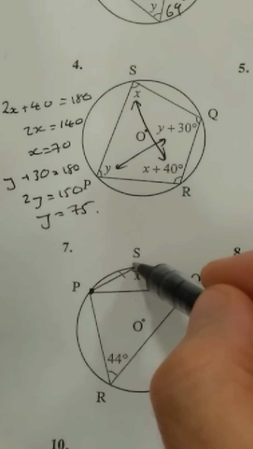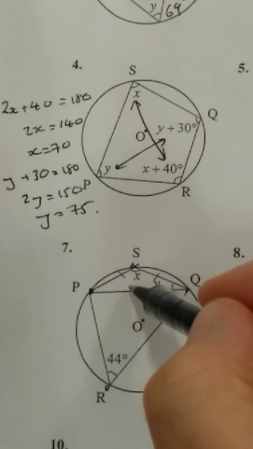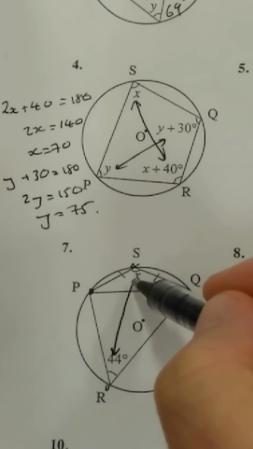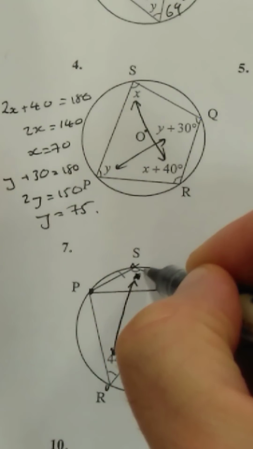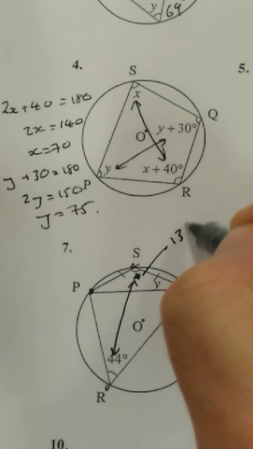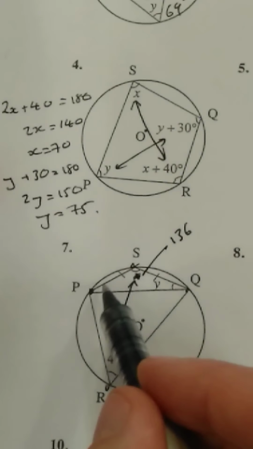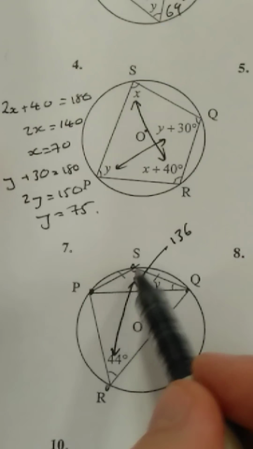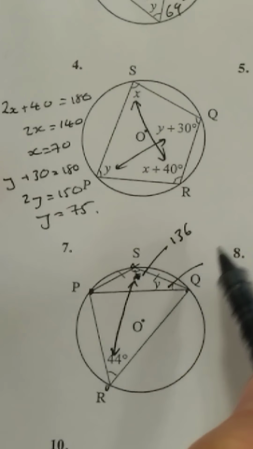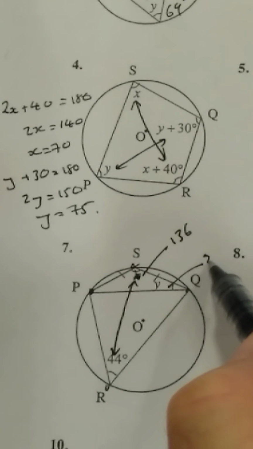It's a cyclic quadrilateral, 1, 2, 3, 4 corners all on the circle, so x and the 44 must add up to 180, which means that the x must be 136. I've got an isosceles triangle here. I've already used up 136 degrees, so each one of these angles must be 22.